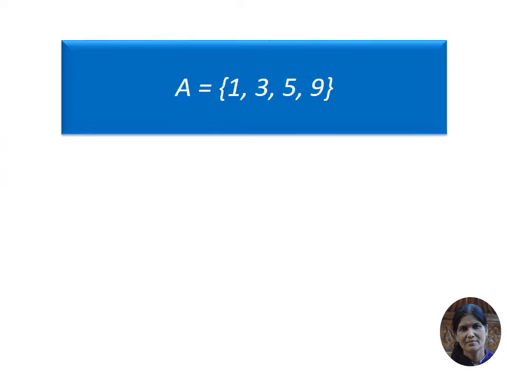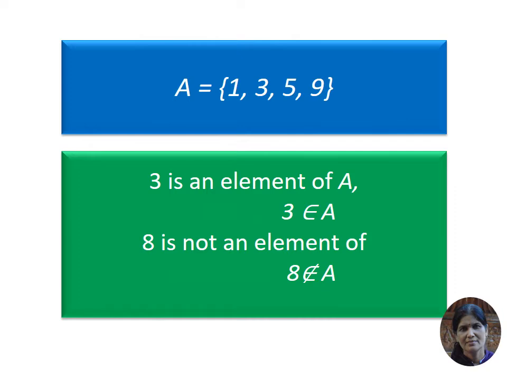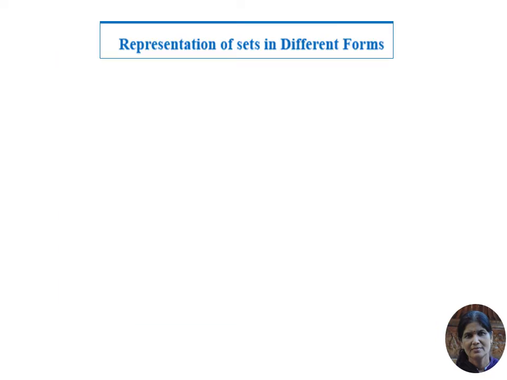Consider an example of set A. It contains 4 elements 1, 3, 5, 9 and we write the set as A is equal to, within the curly brackets the elements are written. Here 3 is an element of A, so it is written as 3 belongs to A. 8 is not an element of A, so it is written as 8 does not belong to A.